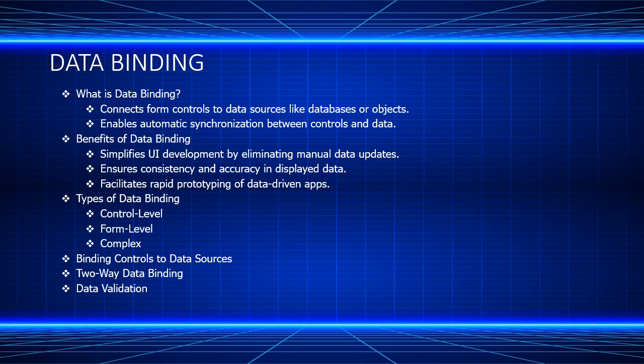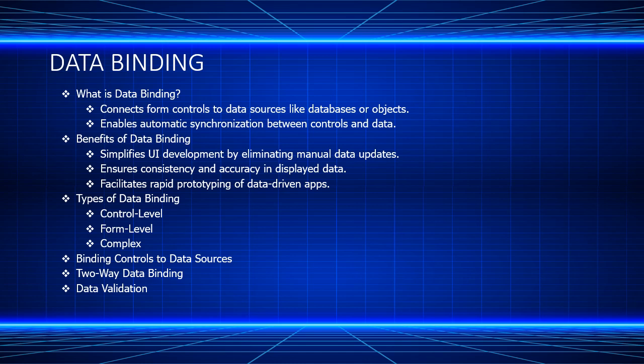What is data binding? Data binding encompasses the process of linking controls on a form to data sources such as databases, collections, or objects. This synchronization ensures that changes in either the data source or controls are seamlessly reflected in the other. Benefits of data binding: simplifies UI development by obviating the need for manual control updating with data. Ensures consistency and accuracy in data presentation, mitigating the risk of errors. Expedites the prototyping and development of data-driven applications.